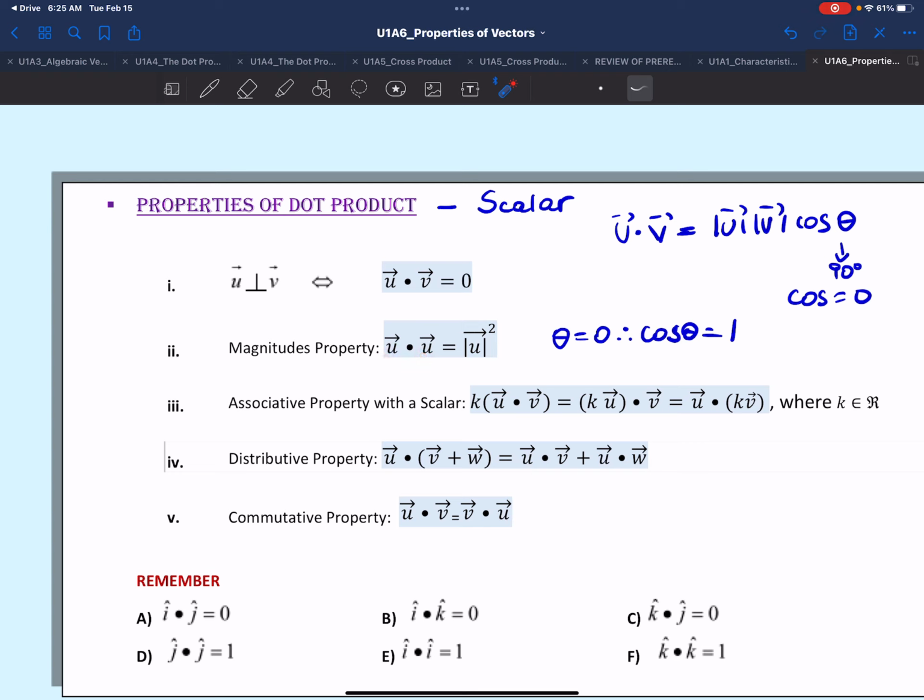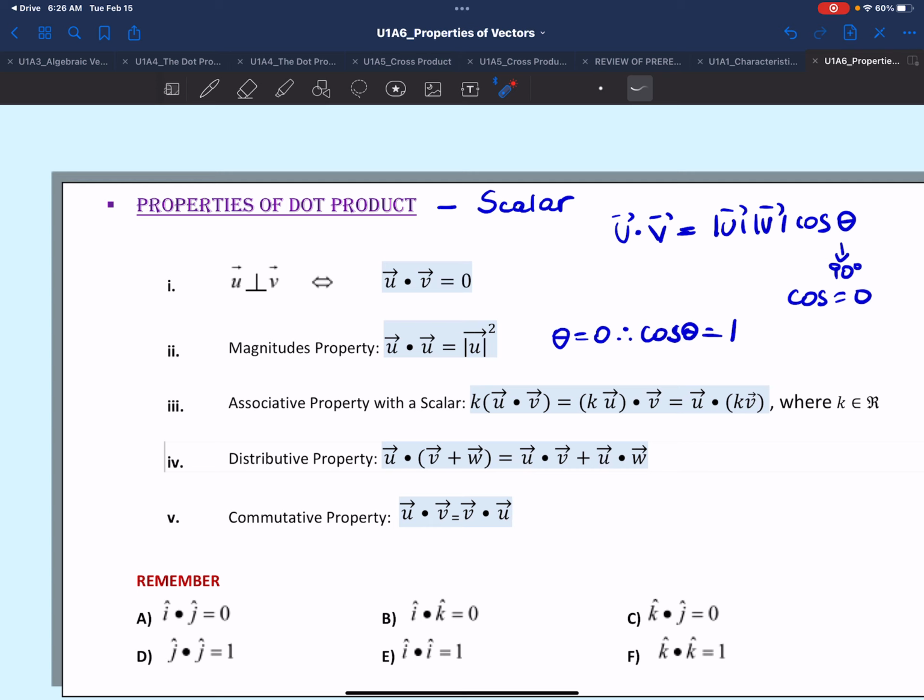The associative property with a scalar states that if we have a scalar k multiplying the product u dot v, then that would equal ku dot v or u dot kv, which means that the scalar can go with either vector.